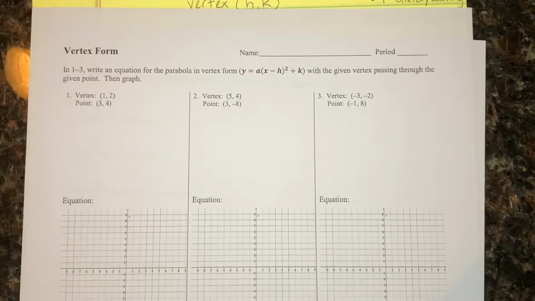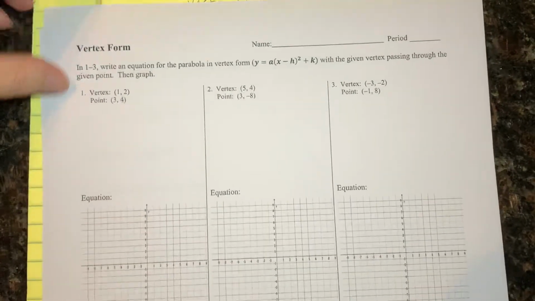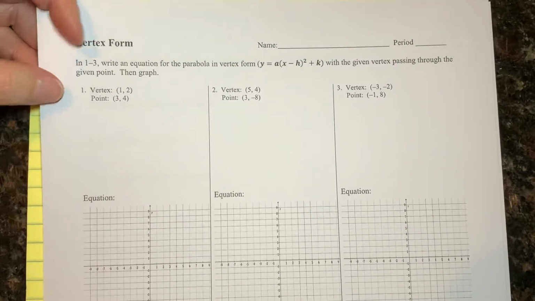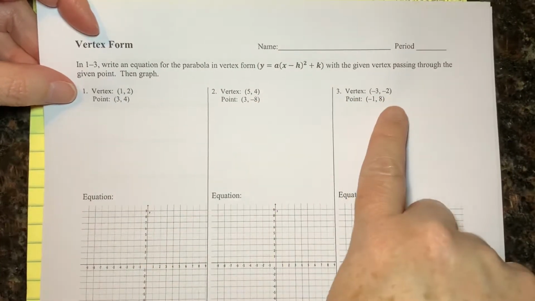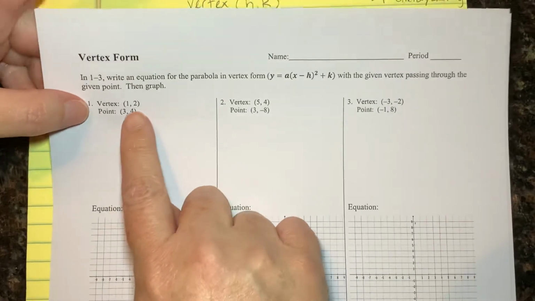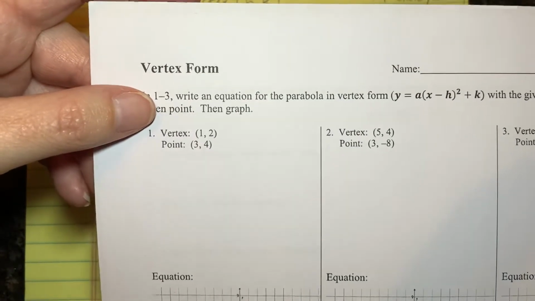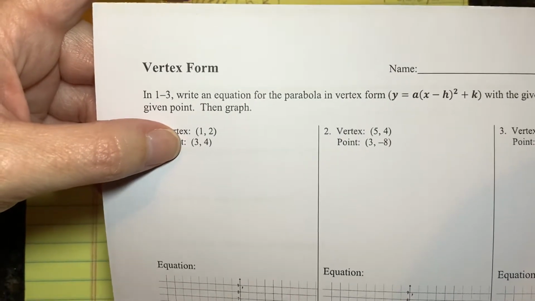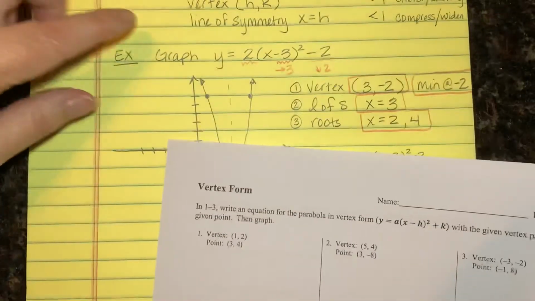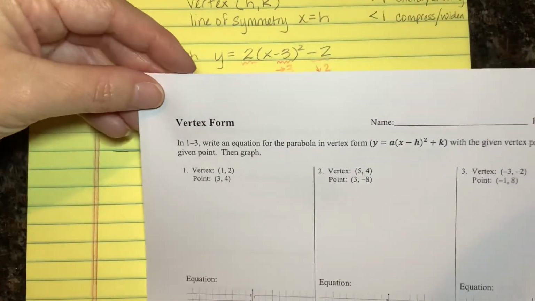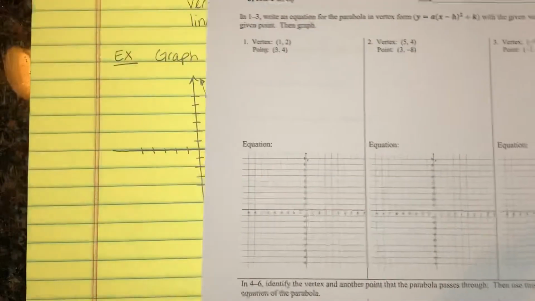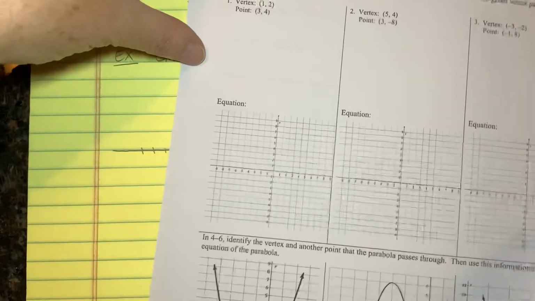So on the top here, write an equation for the parabola given the pieces of information. If you have your vertex, your vertex is going to be (h, k). The point is going to be (x, y). So you're just trying to figure out what a is. We can do one of those real quick, and then you're graphing and so forth.